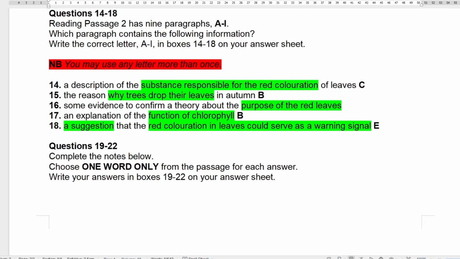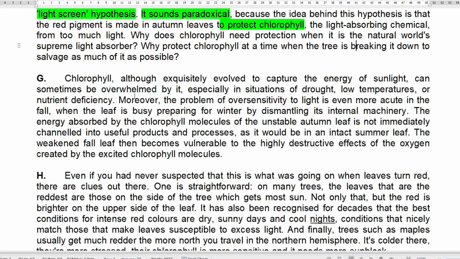All right, some evidence to confirm a theory about the purpose of the red leaves. What is the purpose of the red leaves, honestly? Okay. All right. Chlorophyll, although originally evolved to capture the energy of sunlight, can sometimes be overwhelmed by it, especially in situations of drought, low temperatures, or nutrient deficiency. Okay, we want to underline that as well.